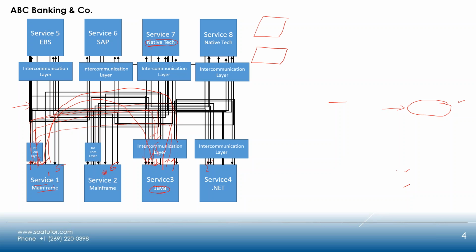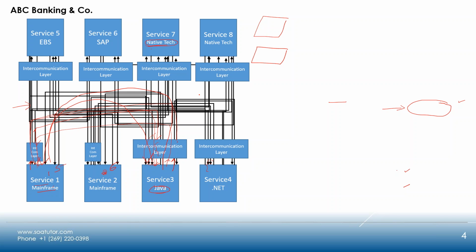So what is the basic concept that we are following here? We're not following anything. As and when a new service comes, we are just writing the intercommunication layer since we want to talk to the other components, and then we are doing point-to-point connections. So what is the problem with this kind of architecture?